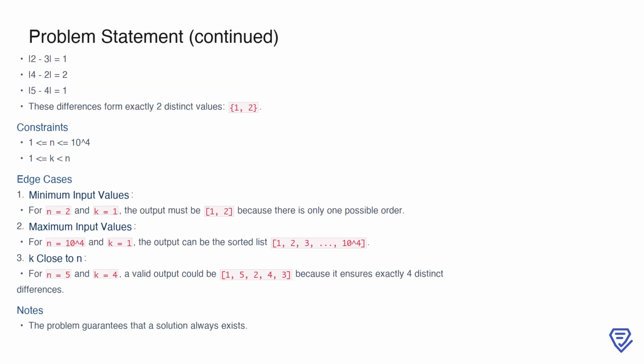In the third example, we have n equals 5 and k equals 2. A valid output is 1, 3, 2, 4, 5. This list contains all the numbers from 1 to 5. Let's calculate the absolute differences step by step. The difference between 3 and 1 is 2, the difference between 2 and 3 is 1, the difference between 4 and 2 is 2, and finally, the difference between 5 and 4 is 1. These differences form two distinct values, 1 and 2. This satisfies the condition for k equals 2. By carefully alternating between smaller and larger jumps, we can construct lists that meet the required number of distinct differences.